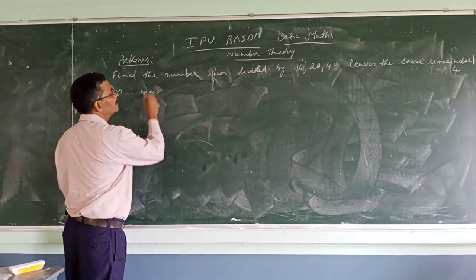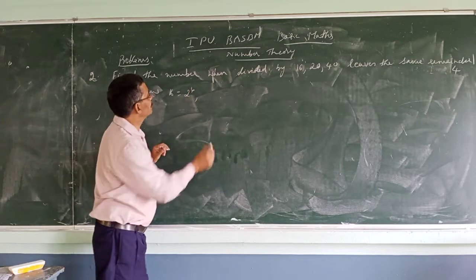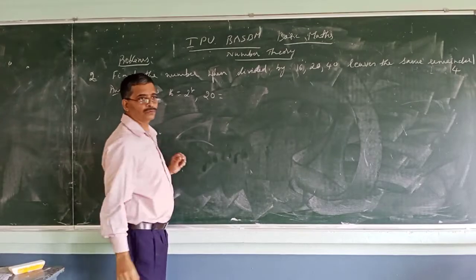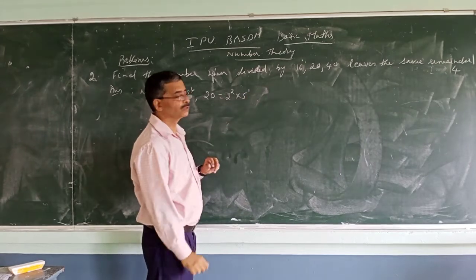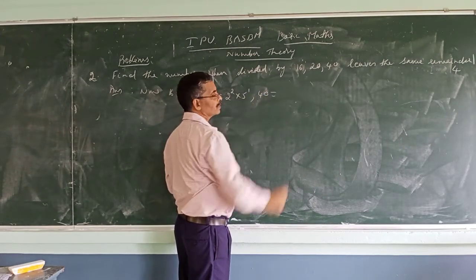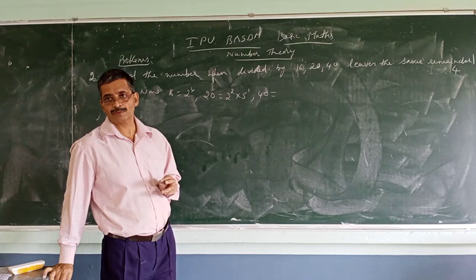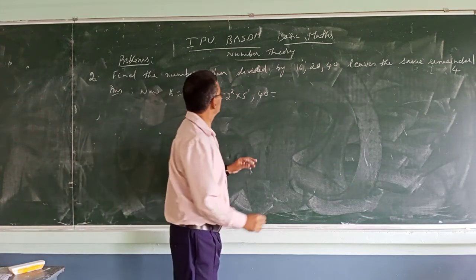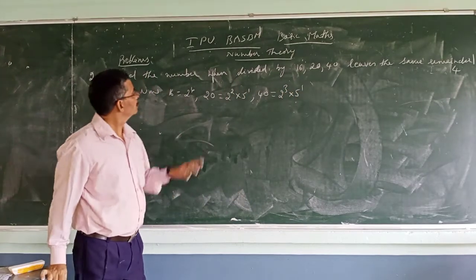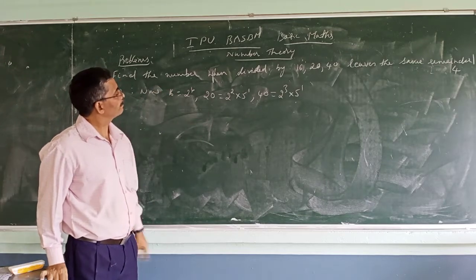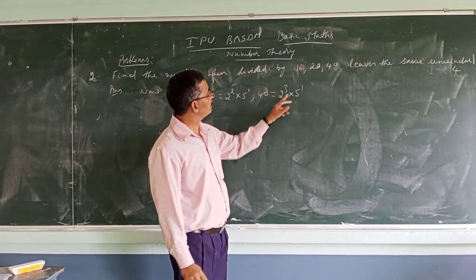Again the same method. 16 is 2 to the power 4. 20 is 4 into 5, so 2 square into 5 to the power 1. 40 is 8 into 5, so 2 cube into 5 to the power 1.